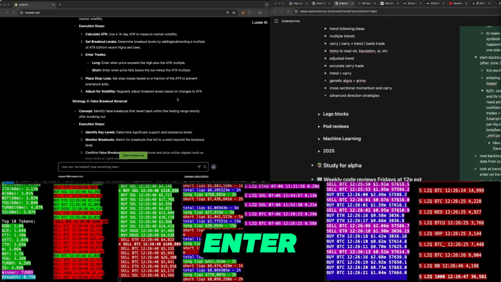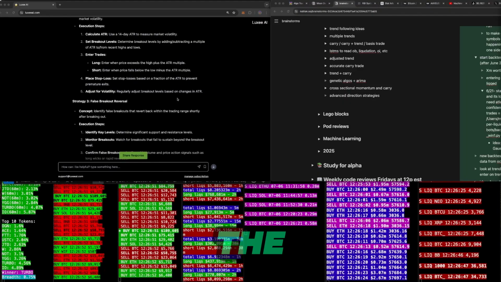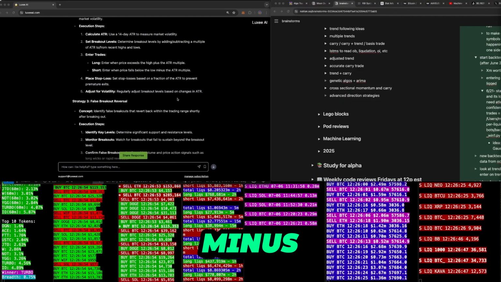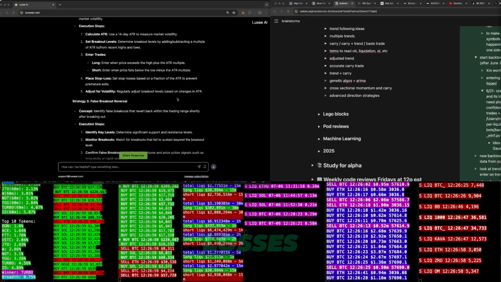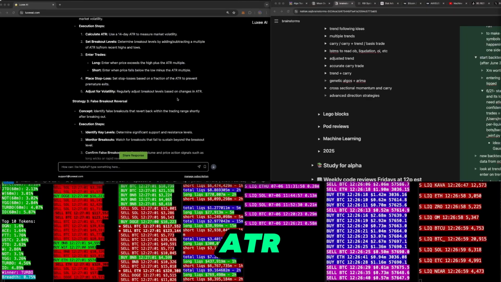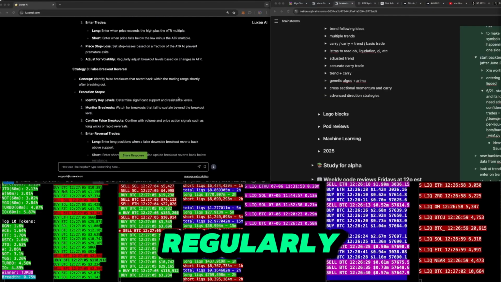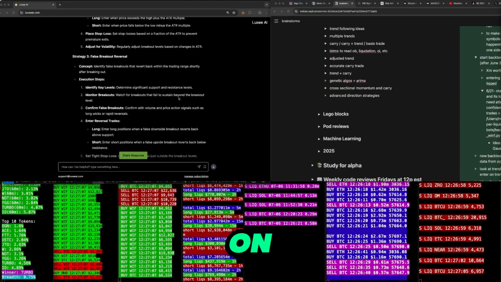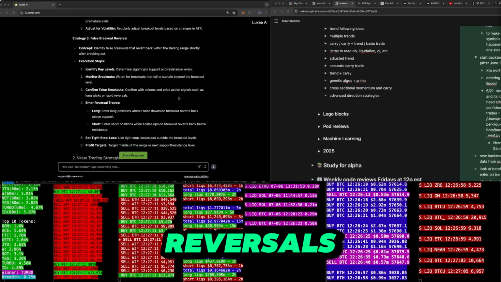Enter trades. Enter when the price exceeds the high plus the ATR multiple. Enter short when the price falls below the low minus the ATR. Place stop loss. Set stop losses based on a fraction of the ATR to prevent premature exits. Adjust for volatility. Regularly adjust breakout levels based on changes in the ATR. Strategy 3, false breakout reversals.